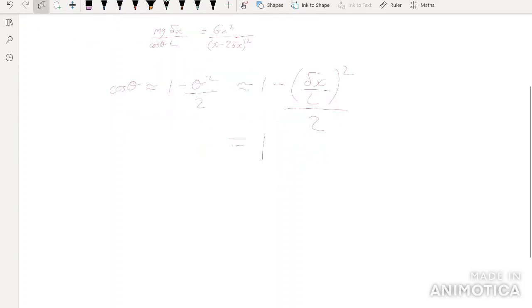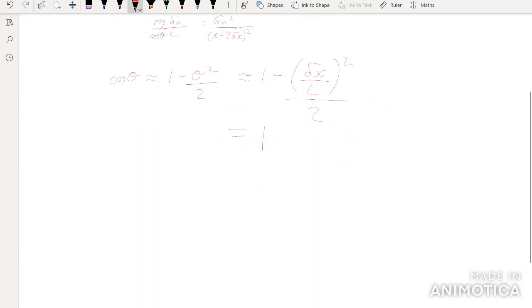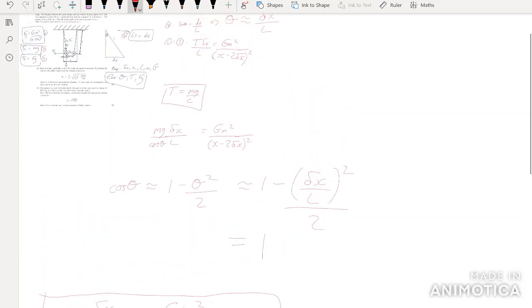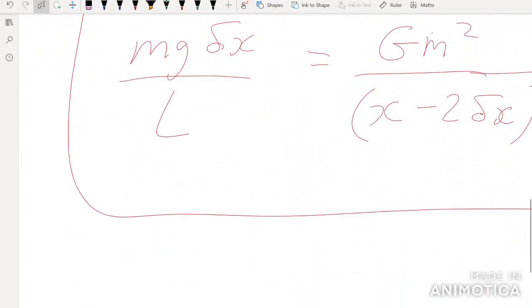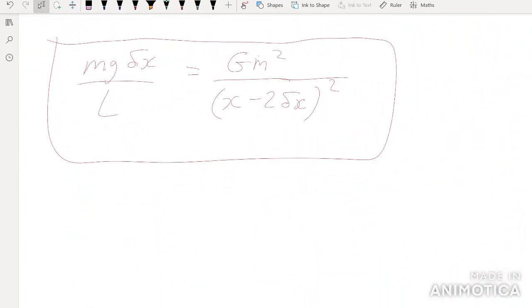Okay, so just by playing that game and eliminating everything we didn't want in a clear way, we've got that mg delta x over L is equal to gm squared over x minus 2 delta x squared. That now looks like exactly what we want in our equation, with the same variables. We've done the hard bit. All we've got left to do is ask what form they've given. Well, they've just rearranged for delta x. So let's have a look at how we're going to do that. Well, fine.